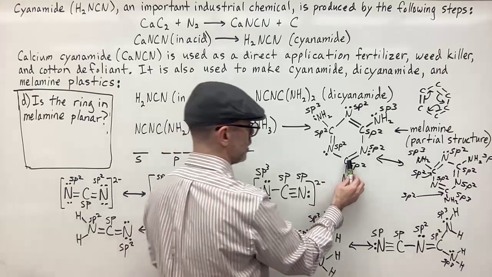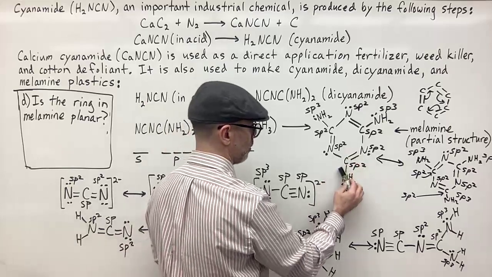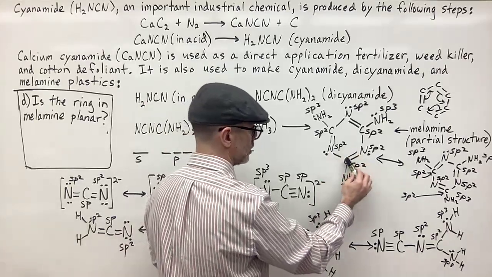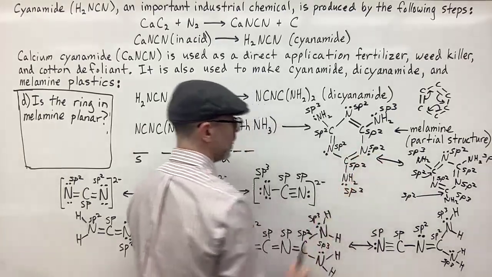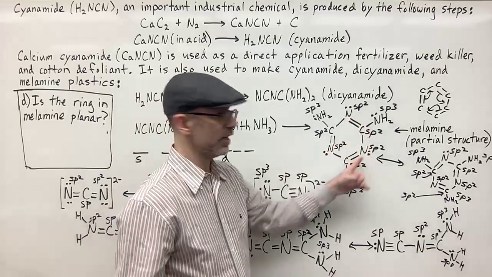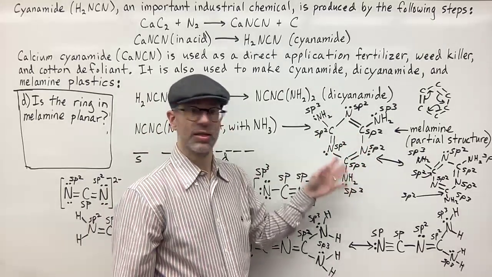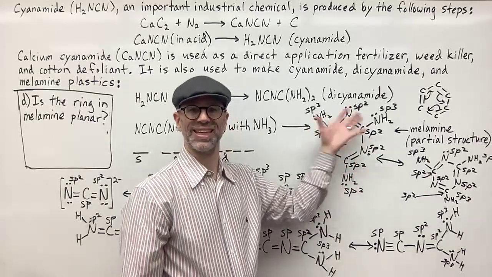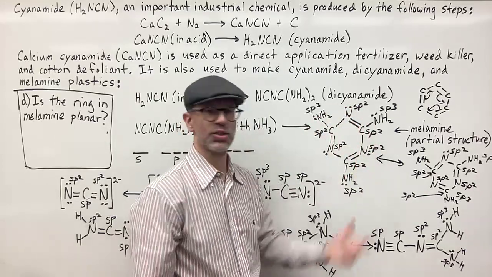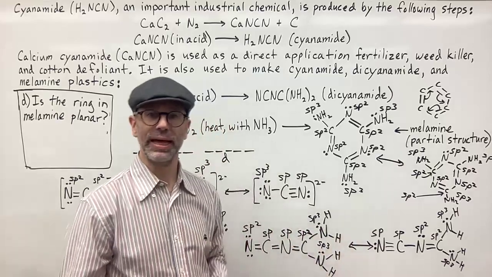And then you can continue, right? So this is sp2 hybridized. So this nitrogen, this carbon, and this nitrogen are all in the same plane. And if you continue, it's the same for all 6. So yes, all 6 of the atoms in this ring structure are in the same plane.